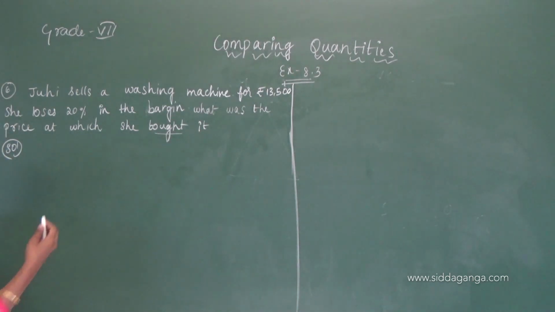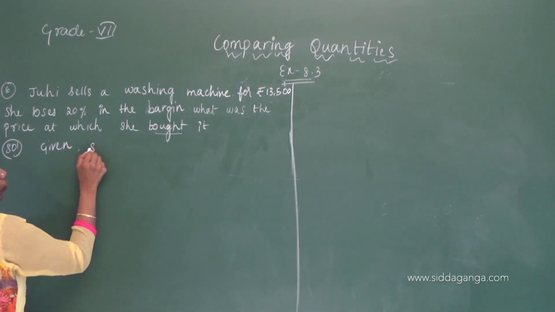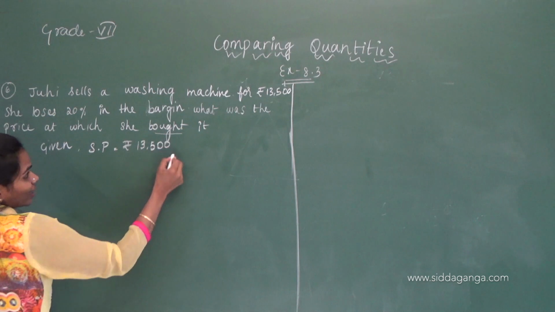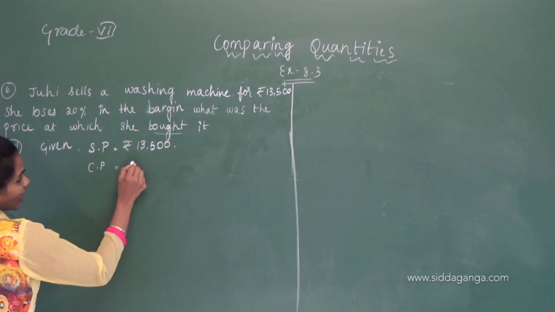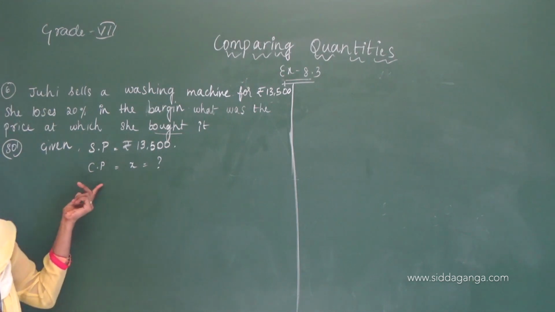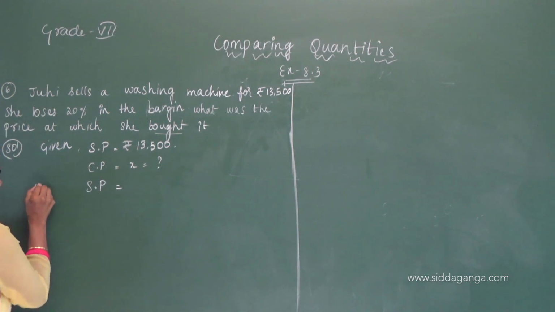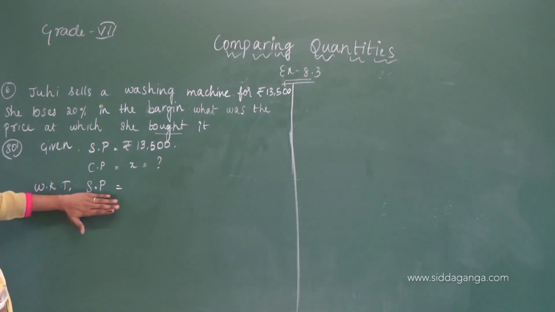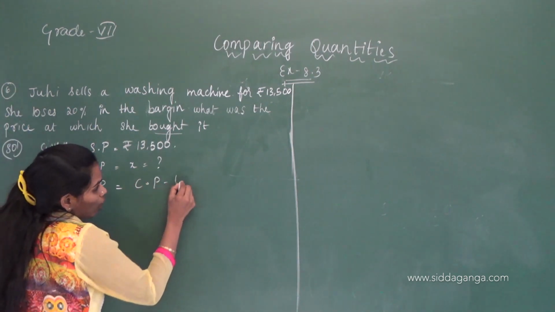Okay, in yesterday's class how did we do it? Just the selling price is given. We write the selling price of the washing machine there. What is the selling price of the washing machine? 13,500. What do we have to find here? CP. CP equals X. We don't know that one, so I am mentioning X there, and SP we know. In yesterday's class I told you, but I am repeating it again. SP equals CP minus loss.